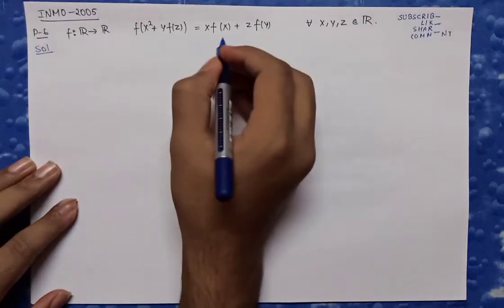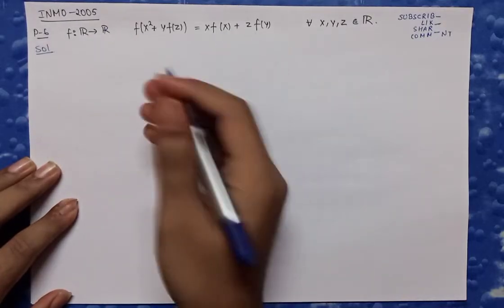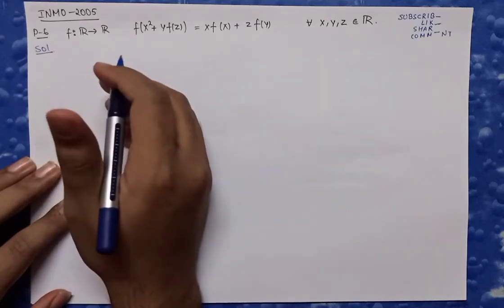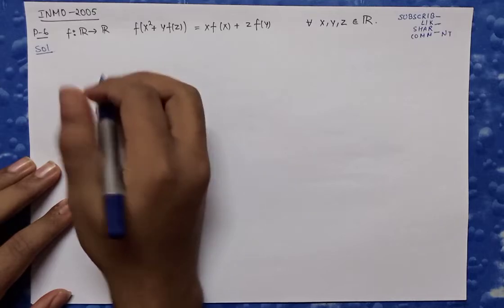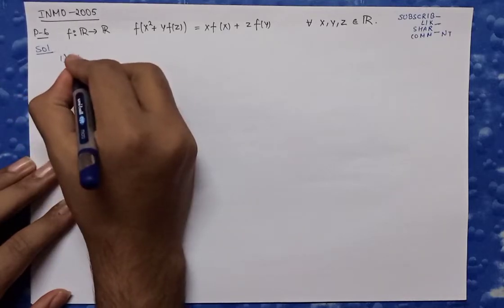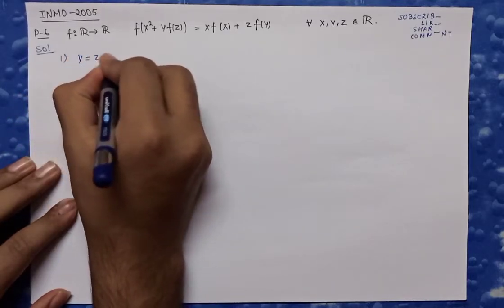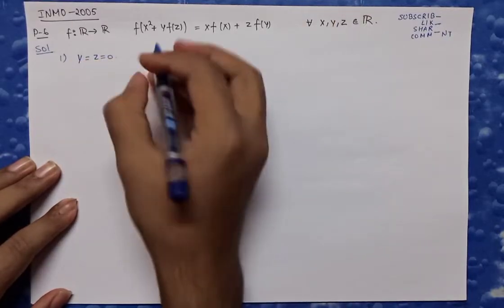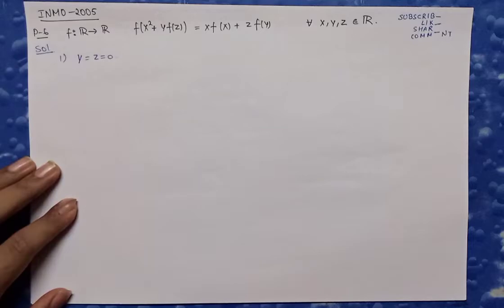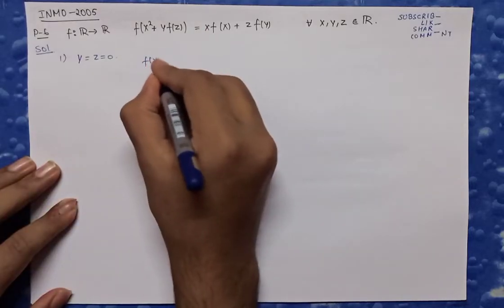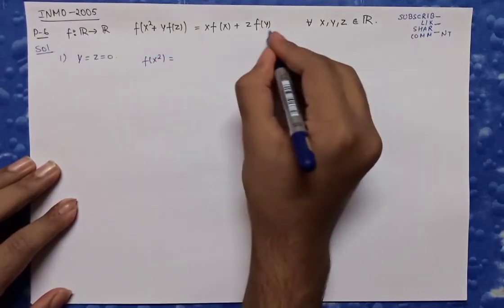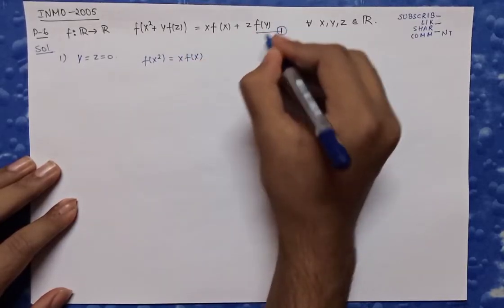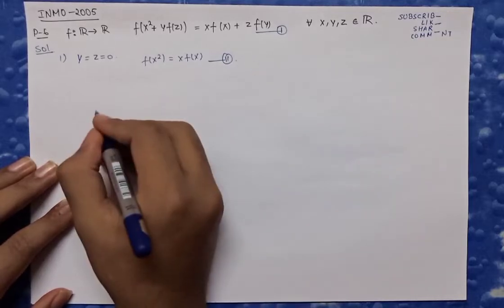So let's start. The first step I took while solving this question was, obviously, shortening the equation. I plugged in y = z = 0, so that the functional equation remains in just one variable, x. Then I get f(x²) = x f(x), since the other term turns out to be 0. Let's call this equation number 1.